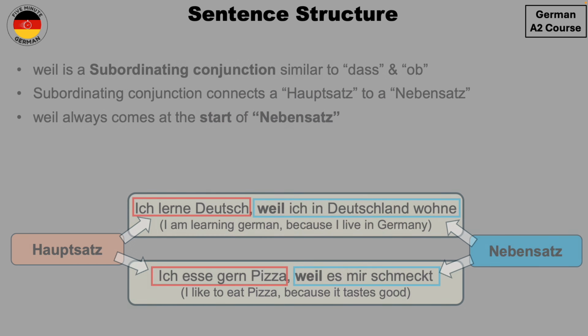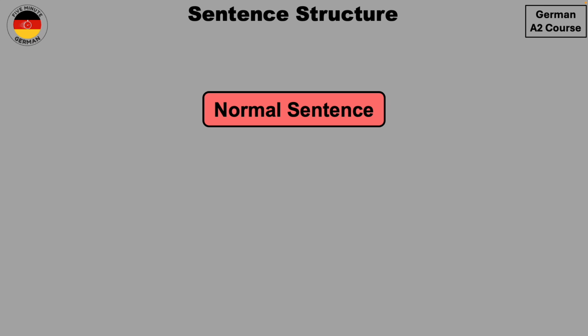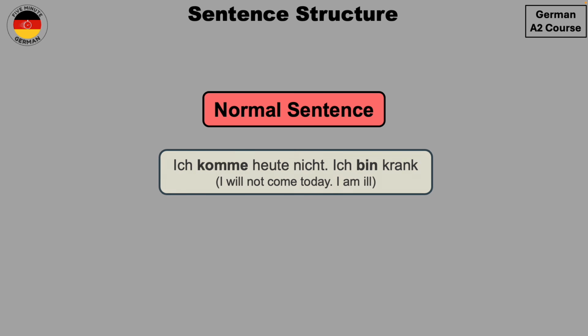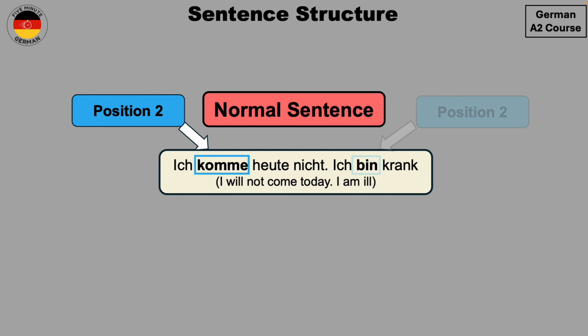Now let's take a look at the difference between a normal sentence without weil and a sentence with weil. So an example of a normal sentence will be Ich komme heute nicht, ich bin krank. I will not come today, I am ill. So here we have two sentences which are separate. Now we see that in the first sentence, the verb is at the second position, and in the second sentence, which is Ich bin krank, the verb is also at the second position. And this is the position where the verb should be in a normal sentence.